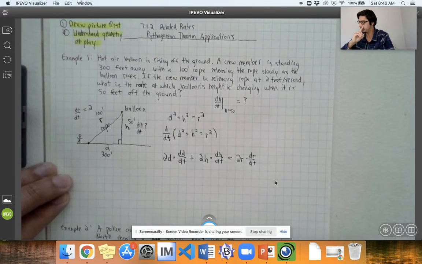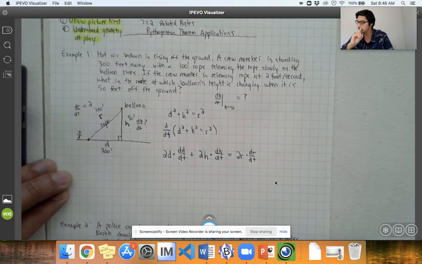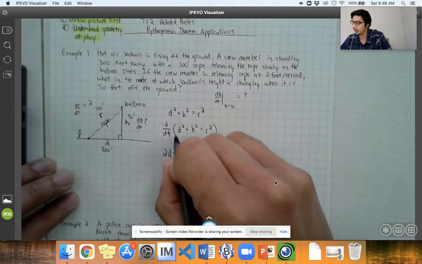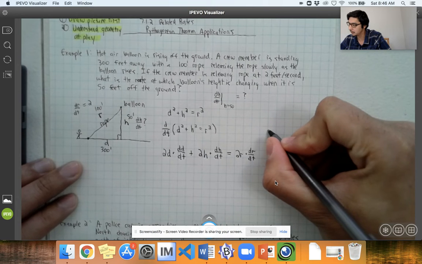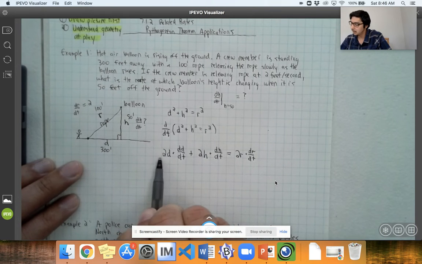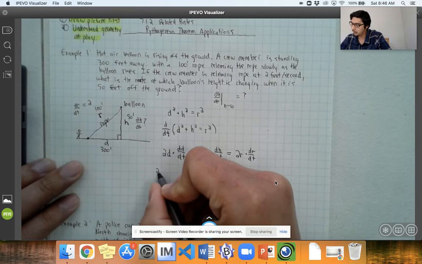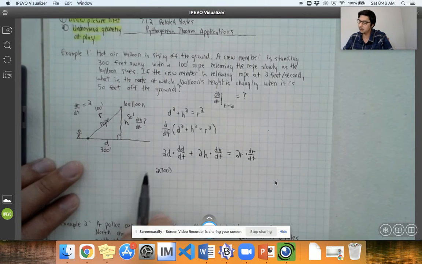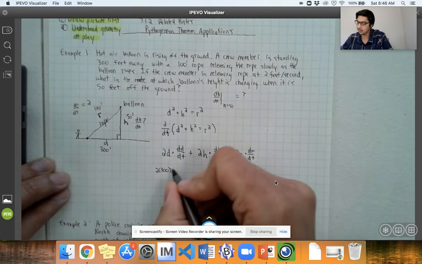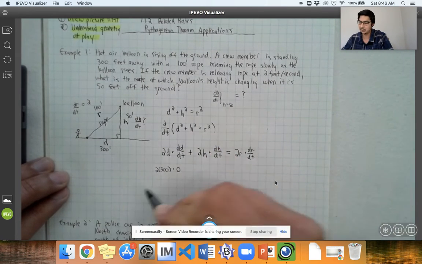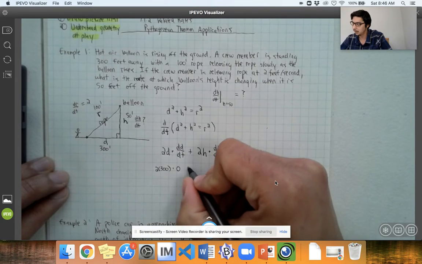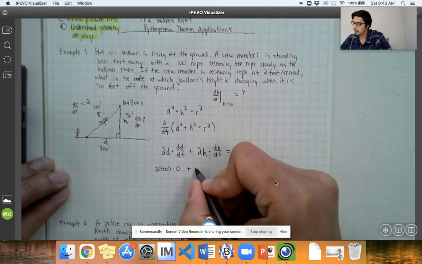Now, if we plug in what we know, we can actually plug in here. d is 300, so it'd be 2 times 300. Now, what was the rate at which the distance was changing? He was not moving at all, so this is actually 0. This is going to go away. He was standing at one spot. This was not changing. Plus 2, and then the height was 50.